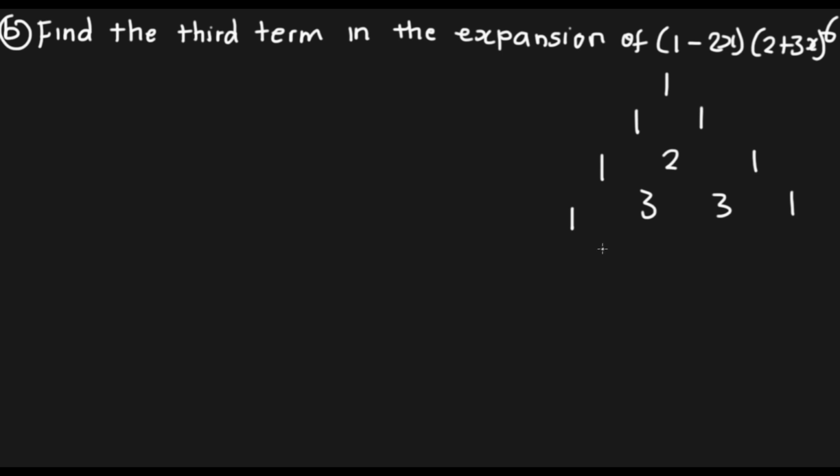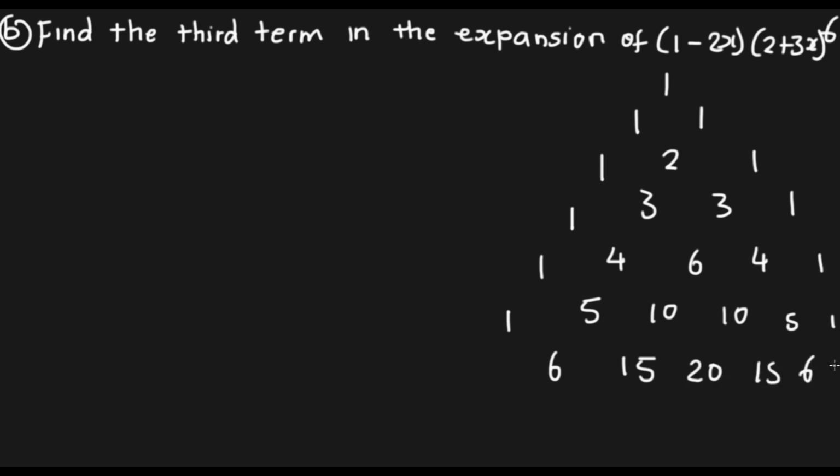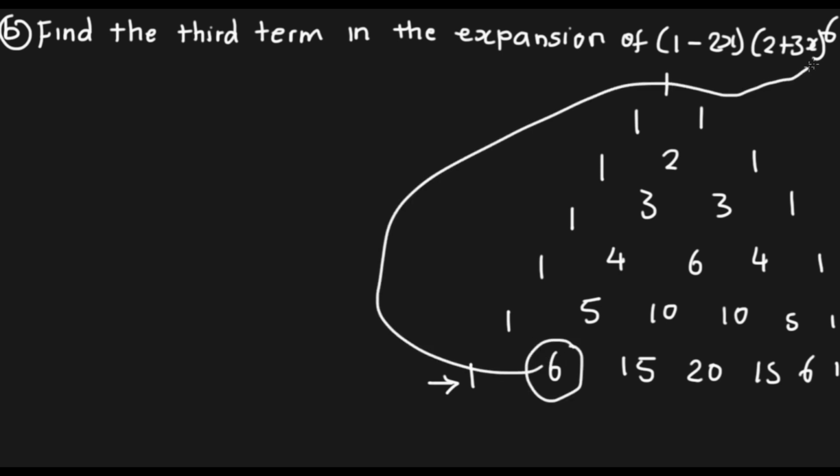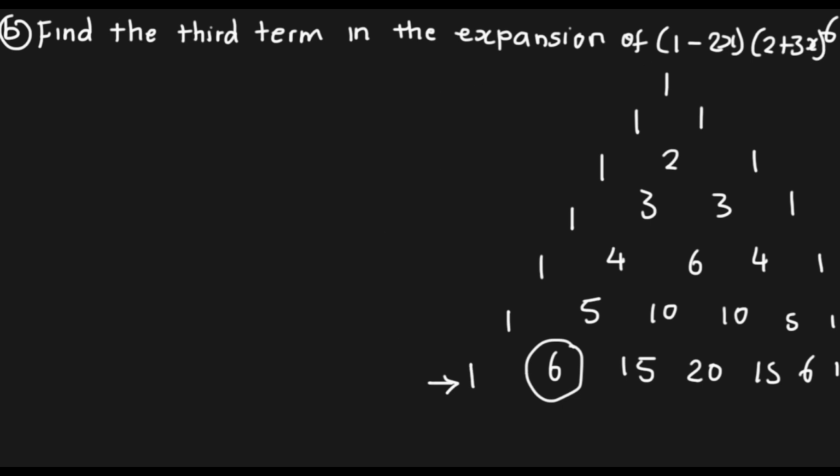So let's hope by now you've gotten the concept. So here we are going to have 4, 6, 4, 1. Then we are going to have 5, 10, 10, 5, 1. Then we are going to have 6, 15, 20, 15, 6, then 1, 1. So our focus, we are going to use this row since our second number is 6, which corresponds to this coefficient of 6. So that's what you're supposed to do.